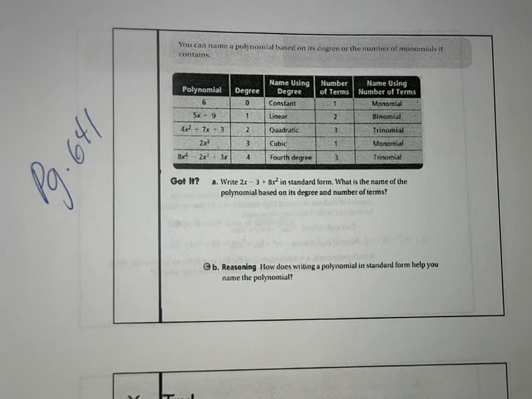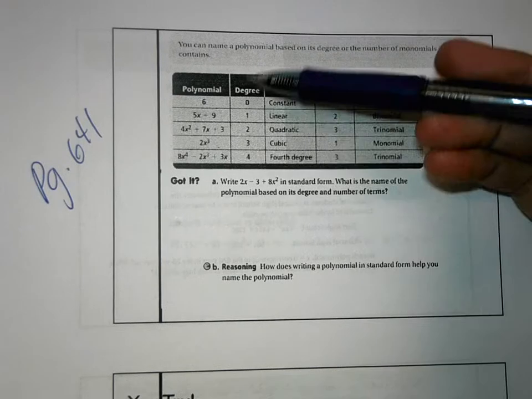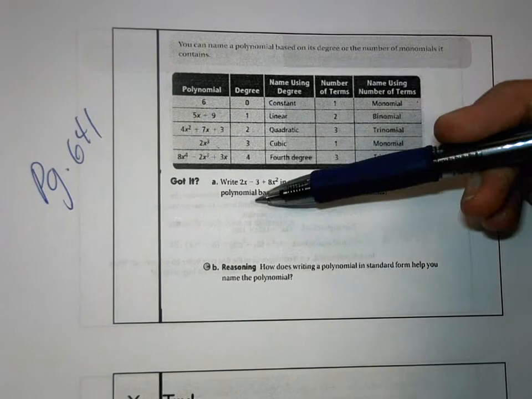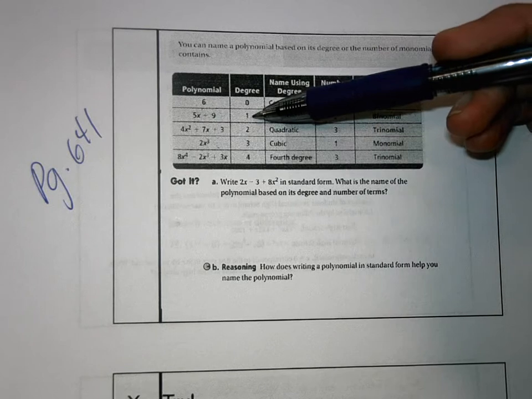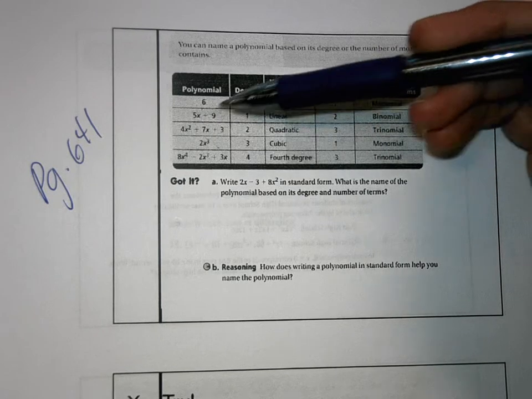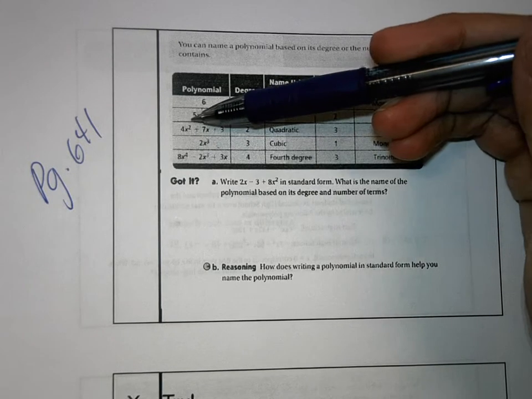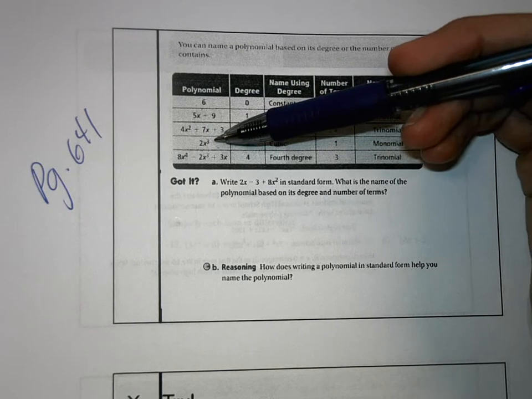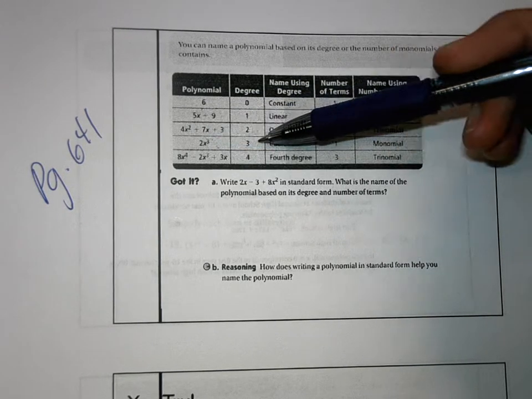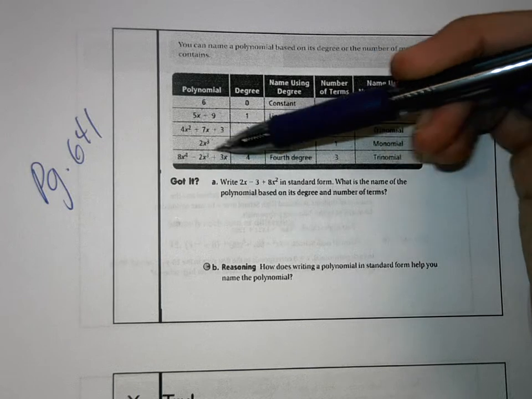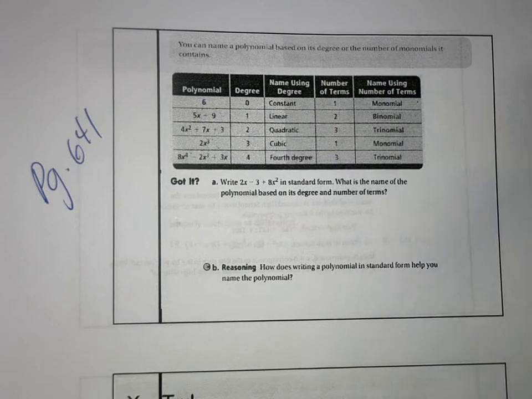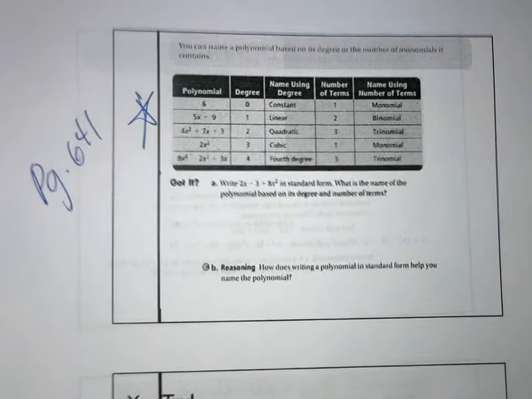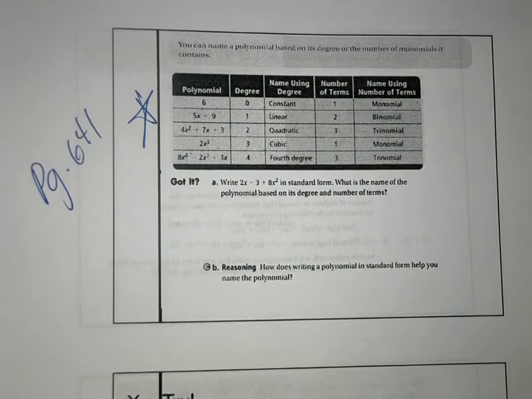Okay. The degree is always dealing with the highest exponent. On this one, the highest exponent is 1, so the degree is 1. Here, if you look through this, the highest exponent is 2, degree is 2. Highest exponent is 3, the degree is 3. Highest exponent on this one is 4, degree is 4. So this is a good table to come back to, to give you examples of what things are. All right, so got it, part A.